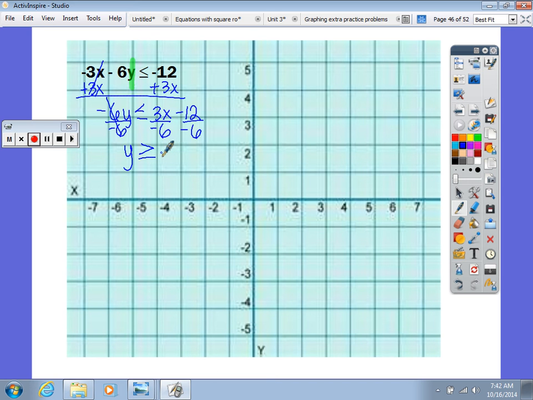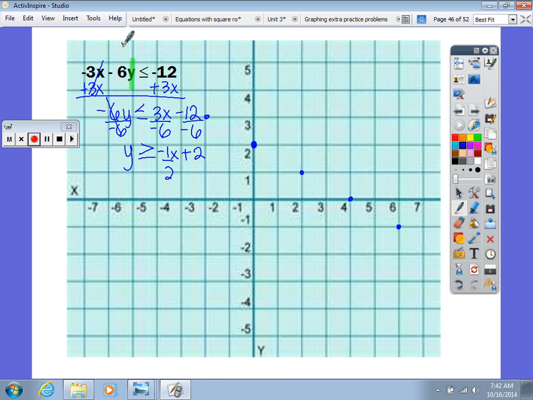I'm going to reduce that, which would be negative 1/2 x. And remember, if it's negative on the bottom, you can just put it on the top. And a negative 12 divided by a negative 6 is a positive 2. Then I'm going to go ahead and plot 2. And I'm going to go down 1 to the right 2, down 1 to the right 2, down 1 to the right 2. And I can also go up 1 to the left 2.